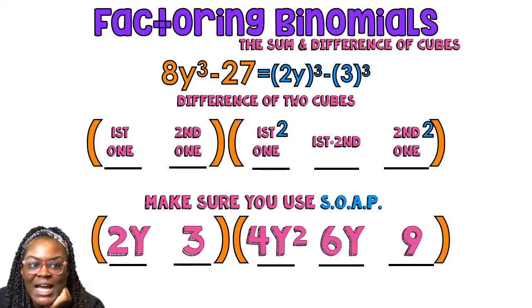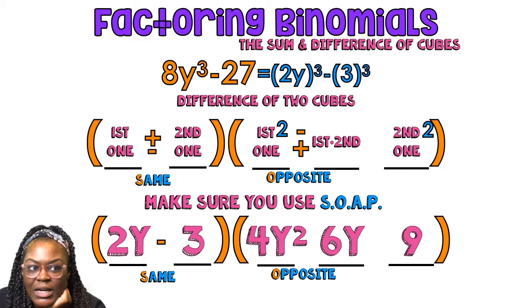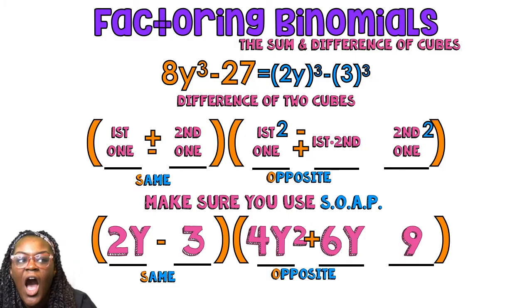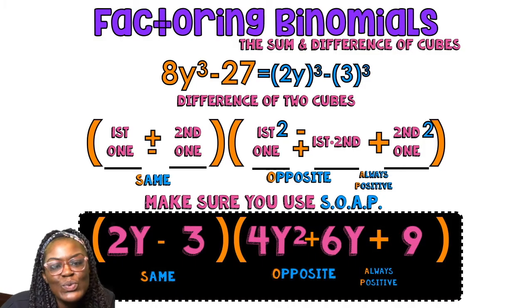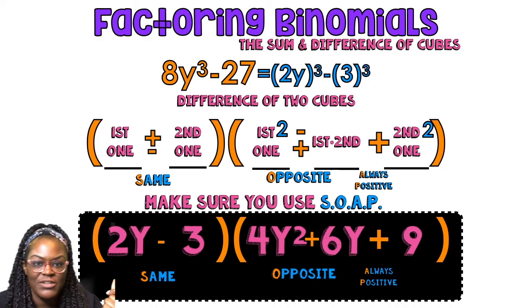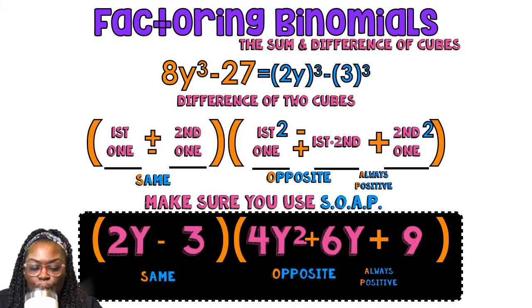Use some soap. Same sign. So I started with a negative, so I'm going to put a negative there. And then the opposite sign. So I started with negative, I'm going to put a positive. And then always positive. That's the A and the P in soap. Always positive. Boop. Guess what? You just factored the sum and difference of 2 cubes. In this case, the difference of 2 cubes. Yay, you! That's not that bad. You just gotta memorize a pattern. Which you might not like to do, but it'll help you. Okay.